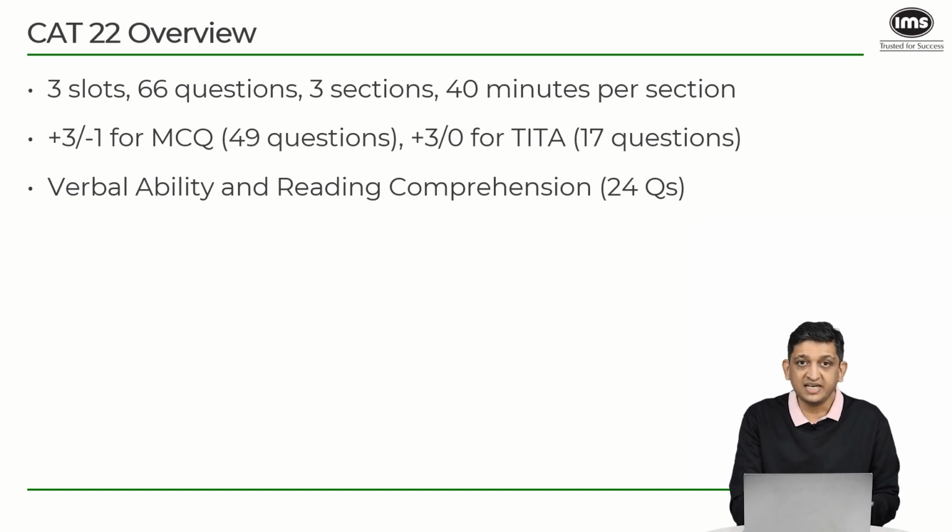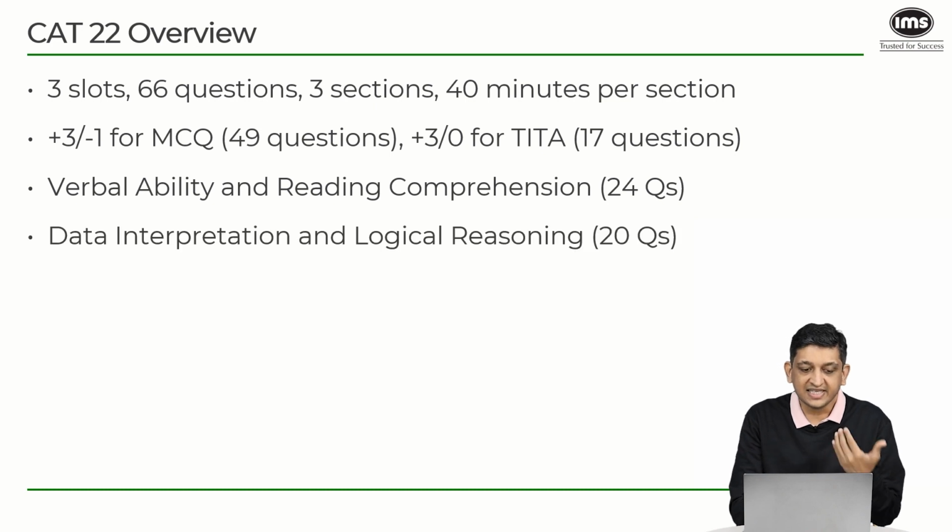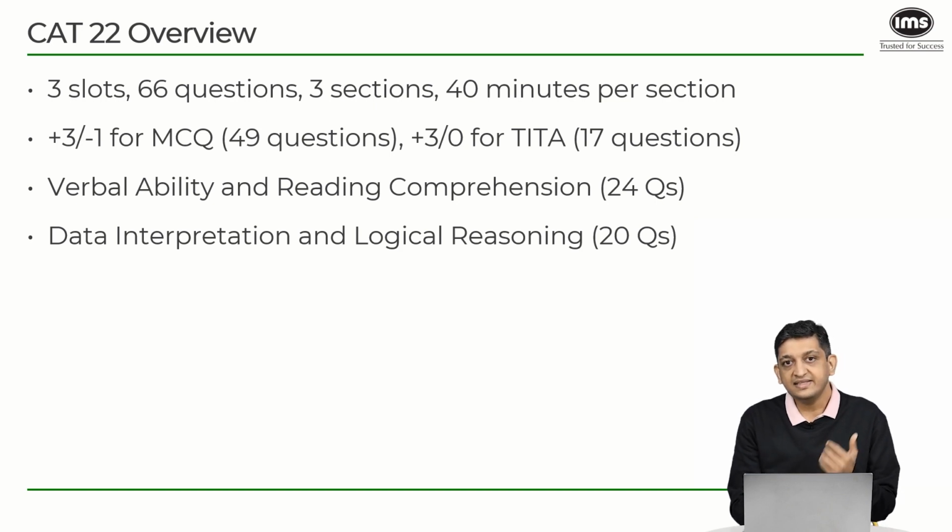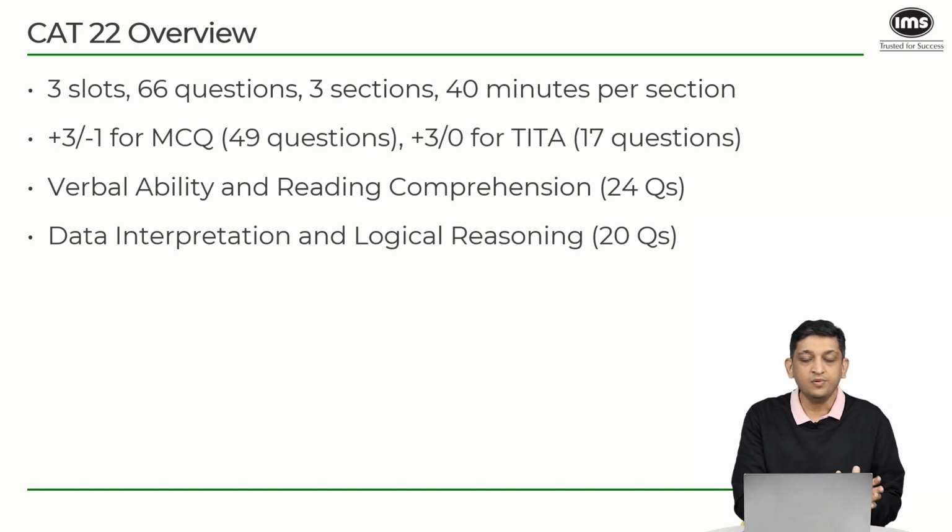Now once you have attempted this section in 40 minutes, the second section that will appear in front of you will be the data interpretation and logical reasoning section. In this section, you will have questions in the form of sets, meaning that there will be common data given to you, and on the basis of that there will be some questions that you need to answer. In CAT 2022, there were 4 sets and each set had 5 questions. So there were 20 questions in total that were a part of the data interpretation section.